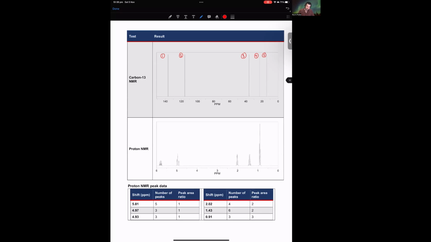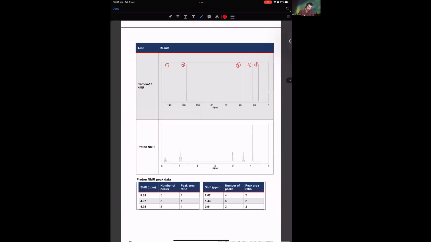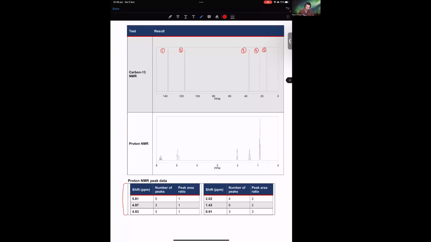Now in the proton NMR, it looks like there are only five peaks on this particular spectrum. But if we look down here in the peak data table, we can see that there are actually six. This can throw you off a little bit, so we'll talk more about that as we get to it, particularly the peak at five, which I think is going to be the tricky one.